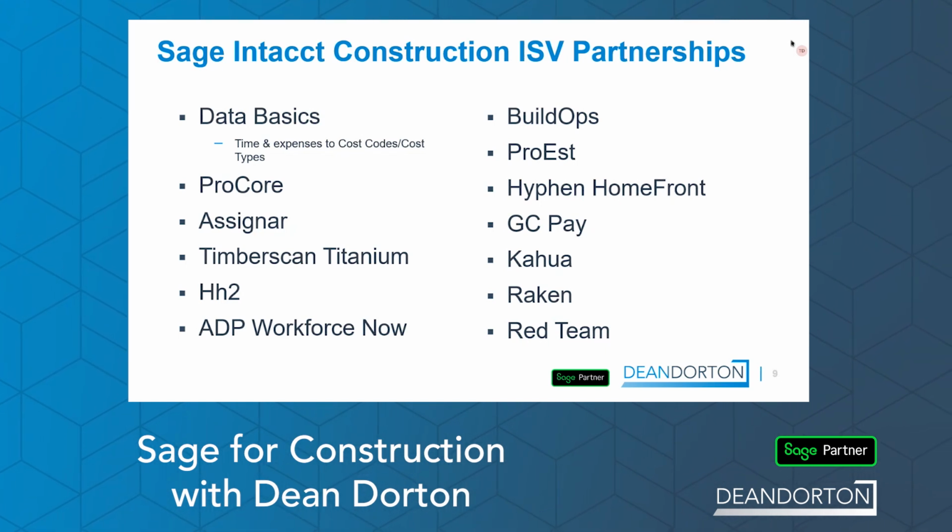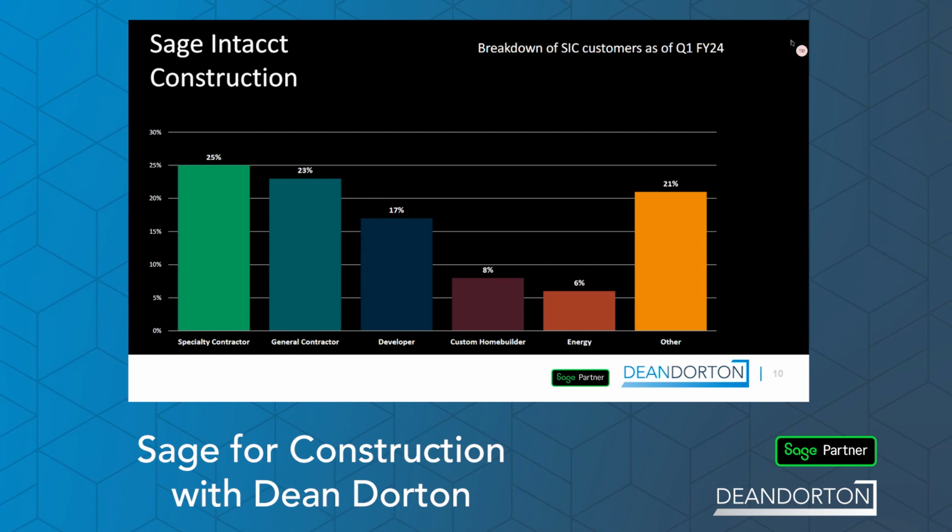As we'll talk about here in just a little bit, you hear Sage Intacct Construction, but I want everybody to remember that it is not just for construction. We actually have a number of clients across many different verticals. So whether you're a specialty contractor, general contractor, developer, custom home builder, a lot of energy firms use our solution, as well as you'll see the other bucket. That other bucket often includes architects, engineers, professional services firms, really anyone who needs to work within project management, have change orders, all those types of functionality also utilize the Sage Intacct Construction product.